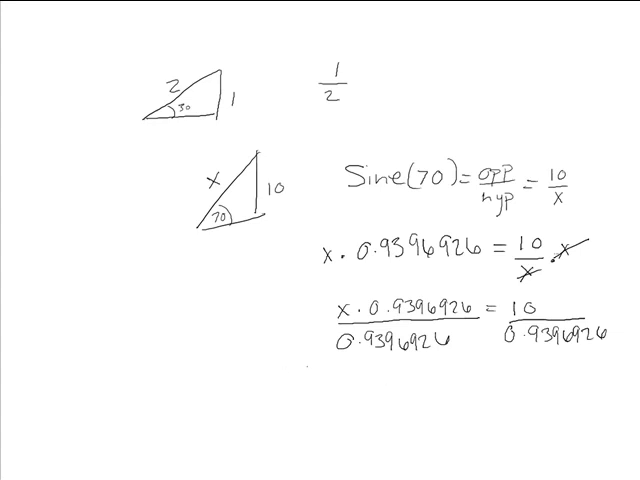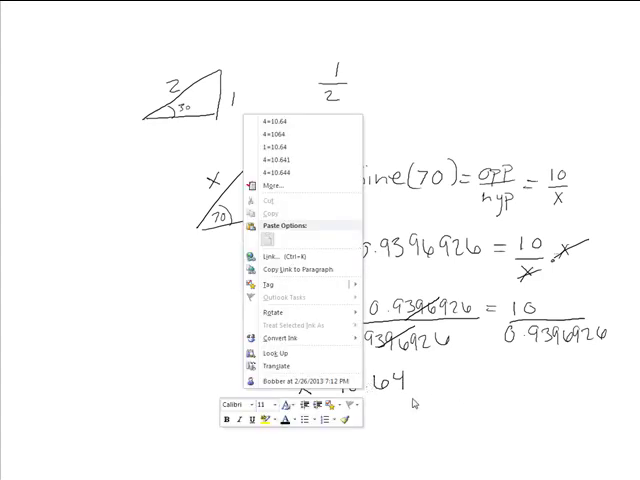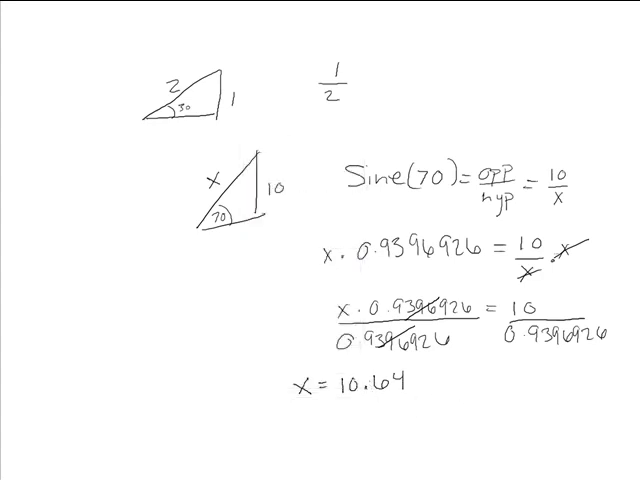And when we put that into our calculator, again, over here we have something on the top and the bottom, so these cross out. We are going to have that x is equal to 10.64. I just rounded it to 2 decimal places. So 10.64. And that tells us that the hypotenuse of our original triangle is 10.64.